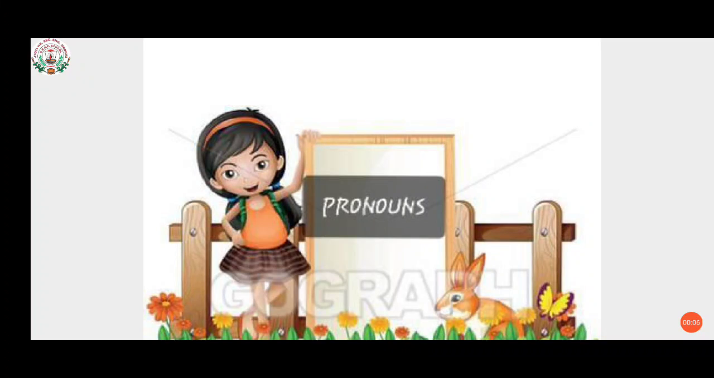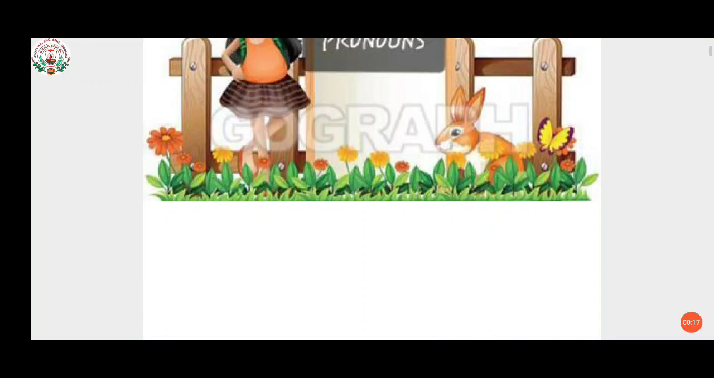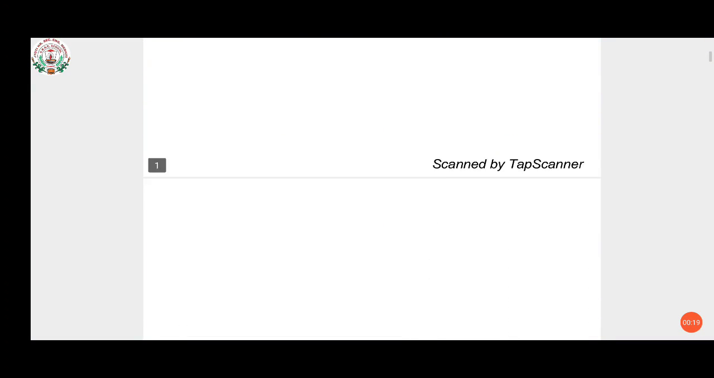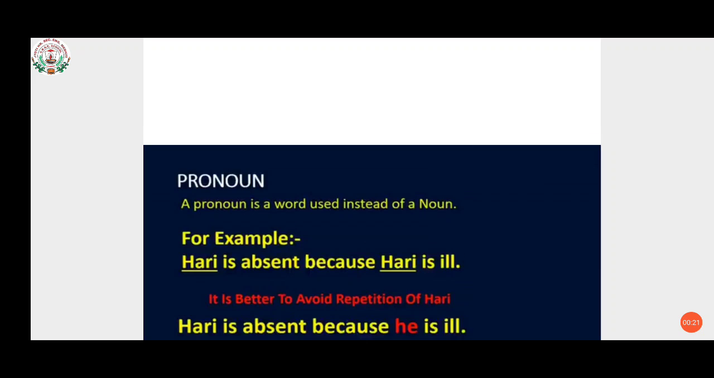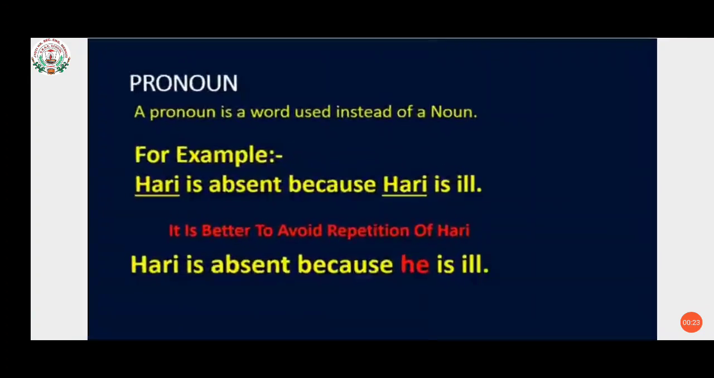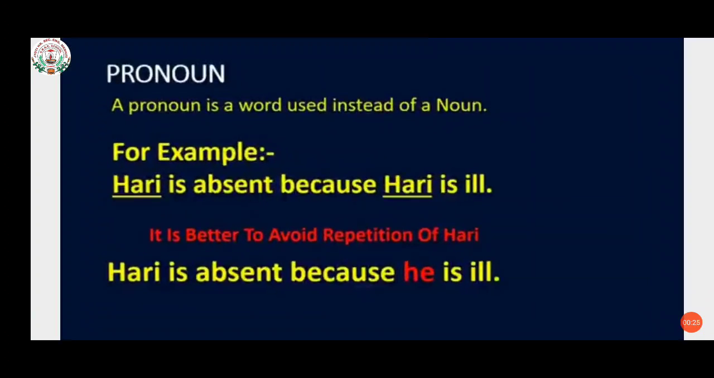Today we will start lesson number 4 of grammar, and the name of the lesson is pronouns. So we will continue today's class with pronouns. First, let's see the definition of pronoun. What is pronoun, students? A pronoun is a word used instead of a noun.